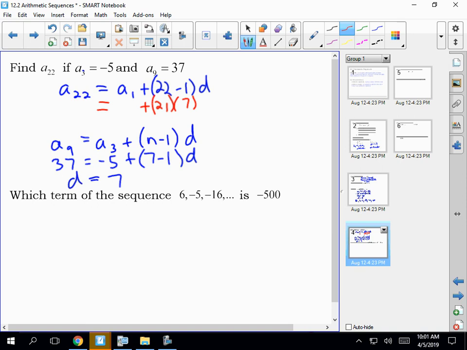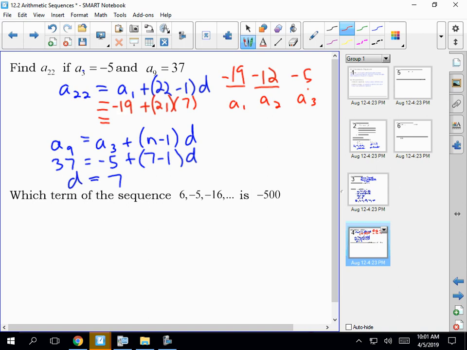What about a sub 1? If I know d is 7, there's a sub 1, there's a sub 2. A sub 3 is negative 5. So if I work backwards, right, this would be negative 12 and then negative 19. So a sub 1 is going to be negative 19. So there it is. And so the two-step process here, then we can find the 22nd term of this sequence.